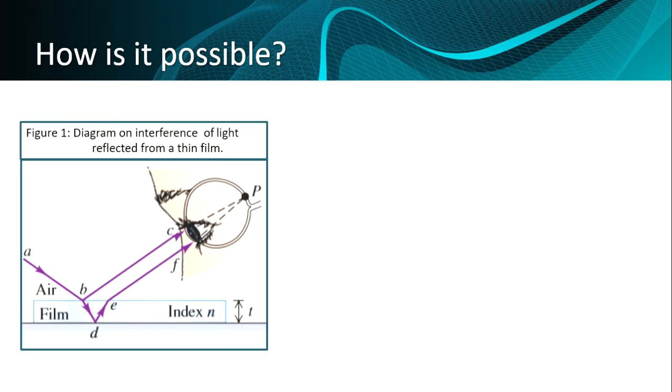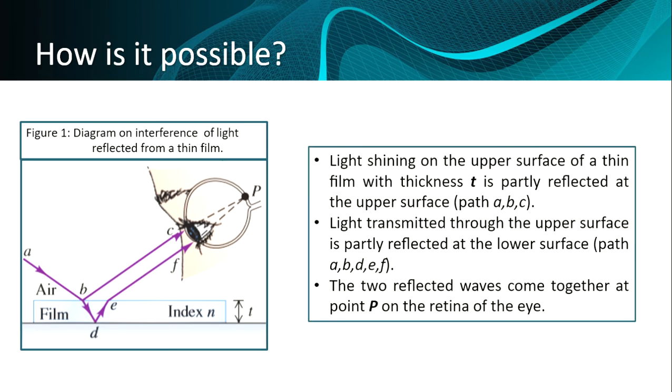We have here a figure. Light shining on the upper surface of a thin film with thickness T is partly reflected at the upper surface. So we have path A, B, and C. Light transmitted through the upper surface is partly reflected at the lower surface, so the path A, B, D, E to F. And the two reflected waves come together at point P on the retina of the eye.